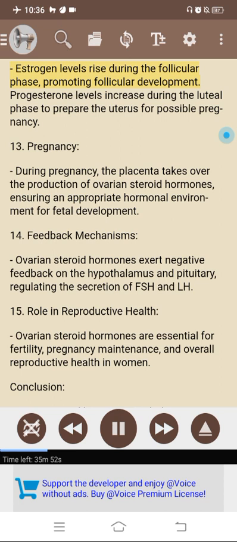12. Menstrual cycle. Estrogen levels rise during the follicular phase, promoting follicular development. Progesterone levels increase during the luteal phase to prepare the uterus for possible pregnancy. 13. Pregnancy. During pregnancy, the placenta takes over the production of ovarian steroid hormones, ensuring an appropriate hormonal environment for fetal development. 14. Feedback mechanisms.